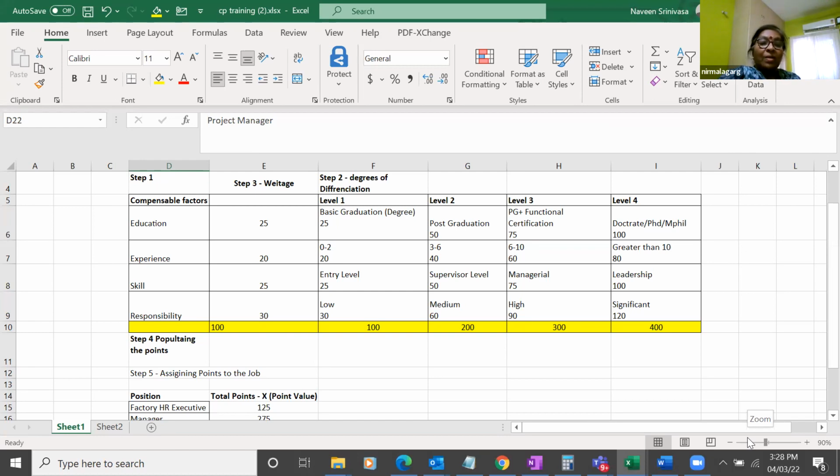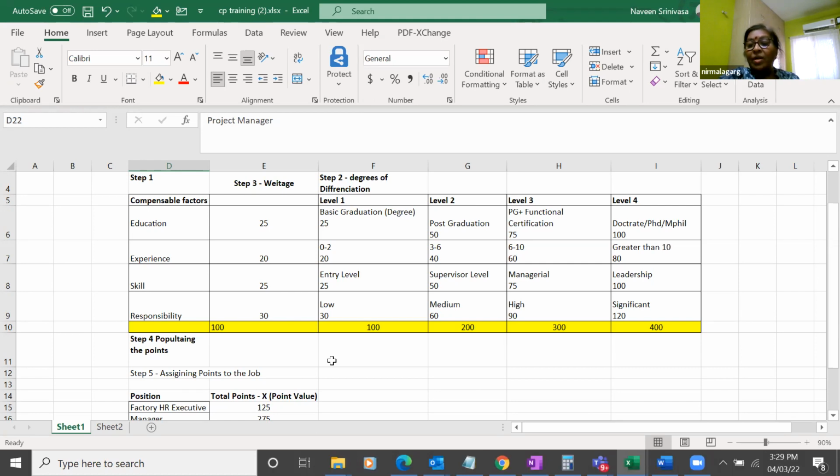Then step 3, giving weightages. Weightages are given on the basis of priority. So here 25, 20, 25, 30. They should be equal to 100. Even if you have 8, even if you have 10, they should be equal to 100. Then step 4, populating the points. That means you have to now create your point plan. 25 into level 1, 25 into level 2. Likewise, you can see that we have filled up the table.